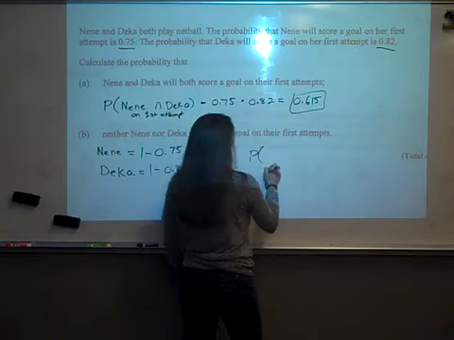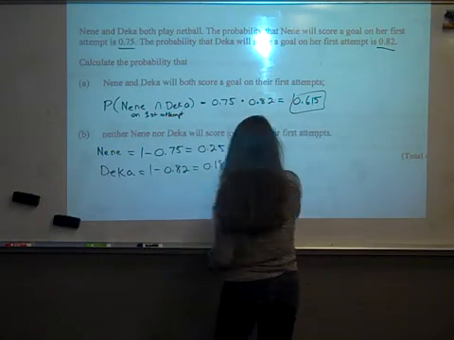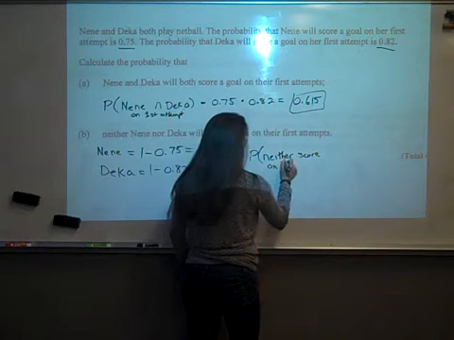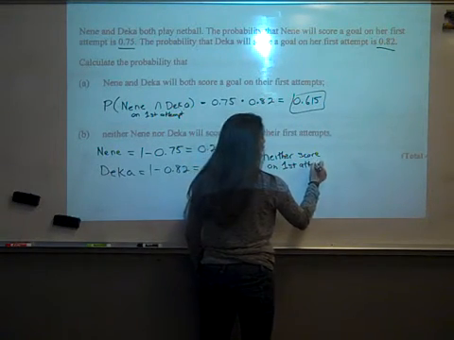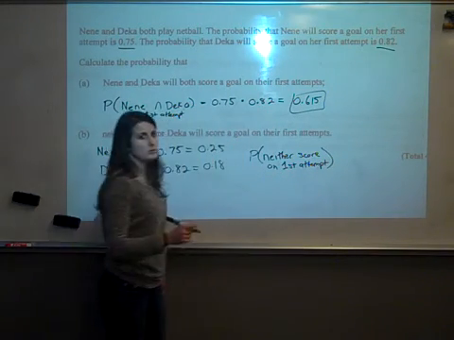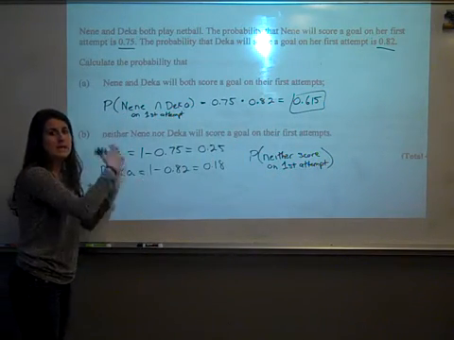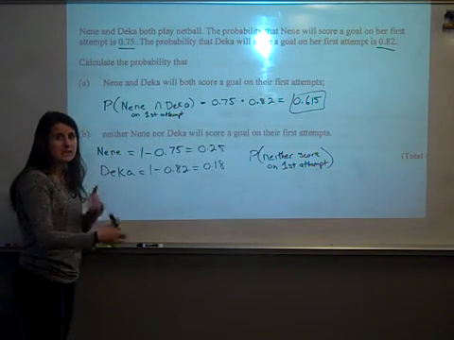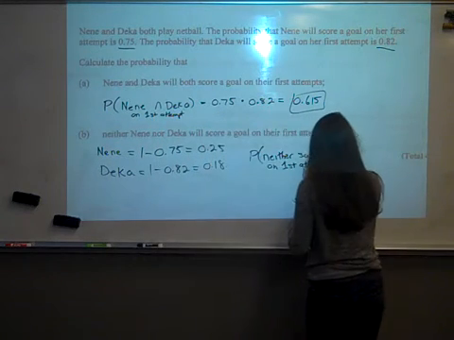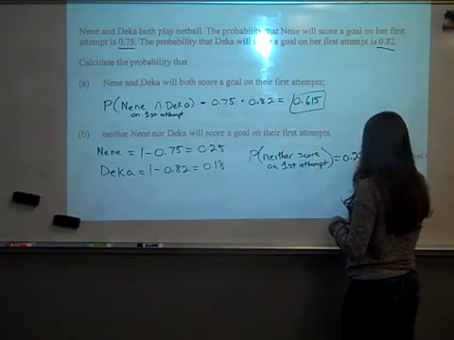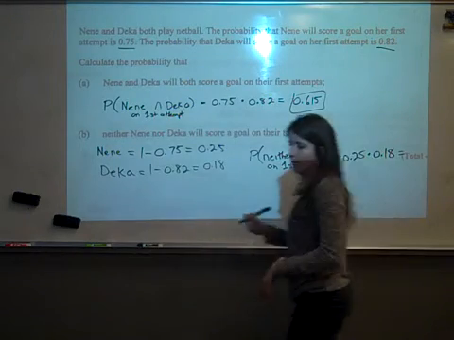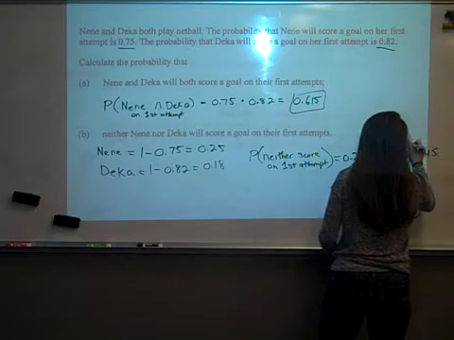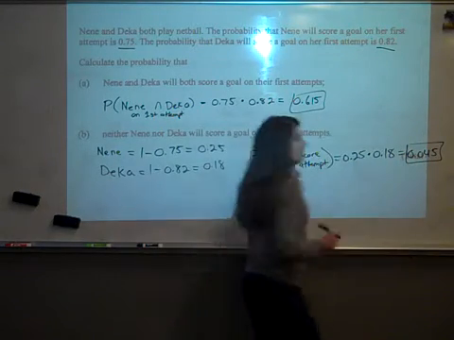So if we want to find the probability that neither of them score on first attempt, it's basically the probability that Nini doesn't score and Dika doesn't score on the first attempt. So again, because we're using the word and, it's multiplication. So we take 0.25 times 0.18, and we're going to get 0.045. And that's your final answer.